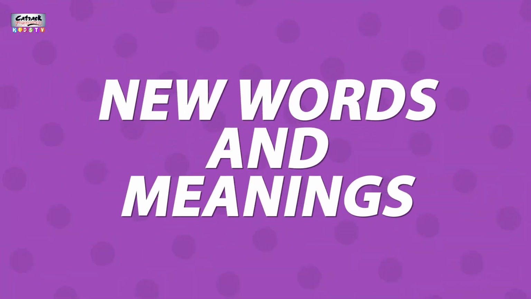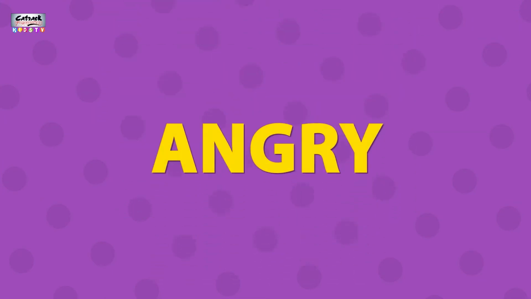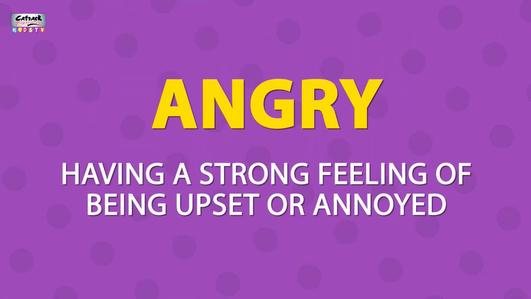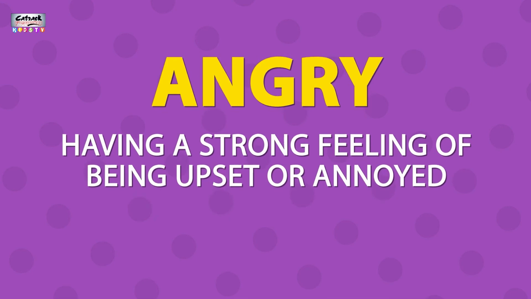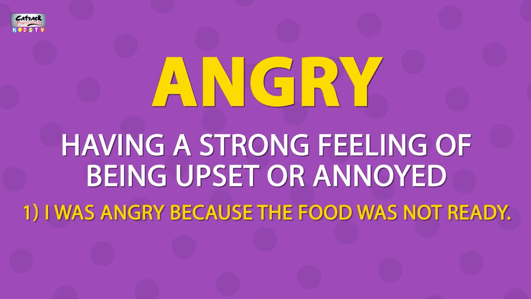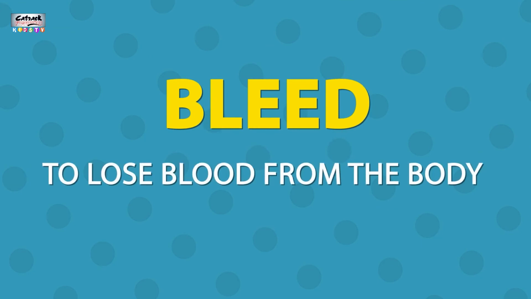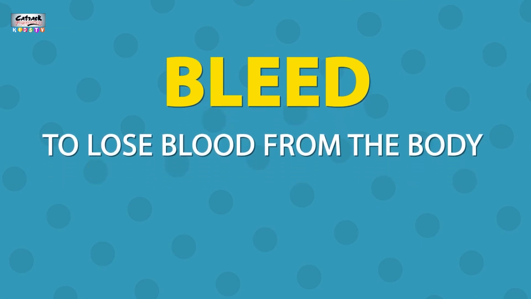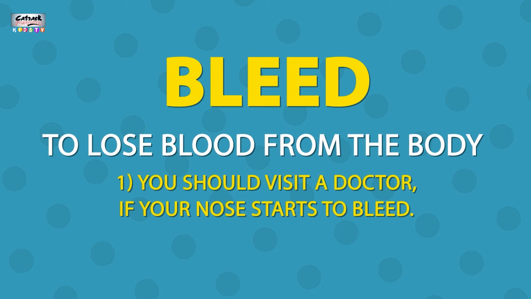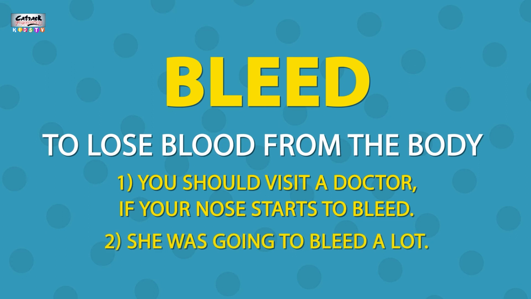Now let's know new words. Angry: having a strong feeling of being upset or annoyed. Example sentences. Number 1. I was angry because the food was not ready. Number 2. My brother gets angry very easily. Bleed: to lose blood from the body. Example sentences. Number 1. You should visit a doctor if your nose starts to bleed. Number 2. She was going to bleed a lot.